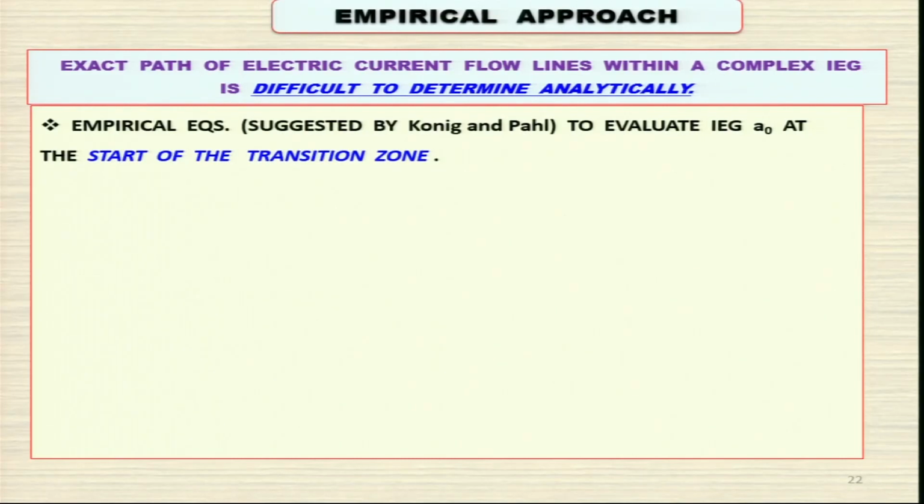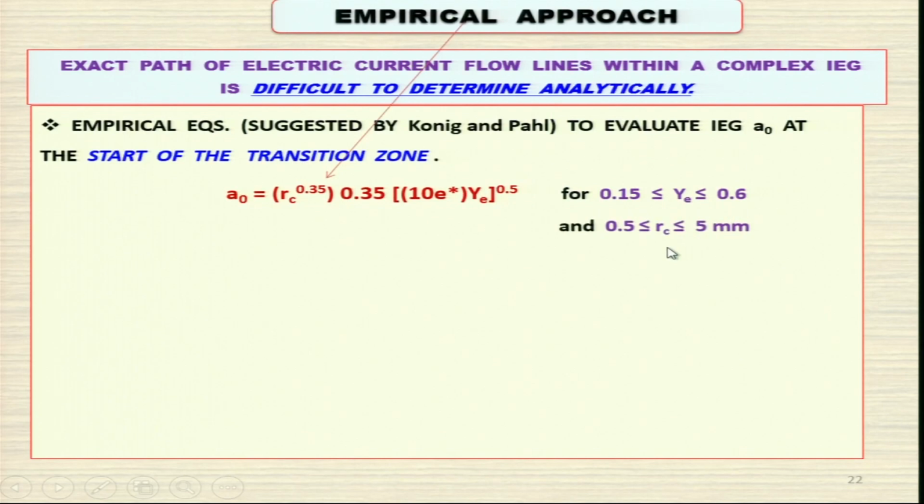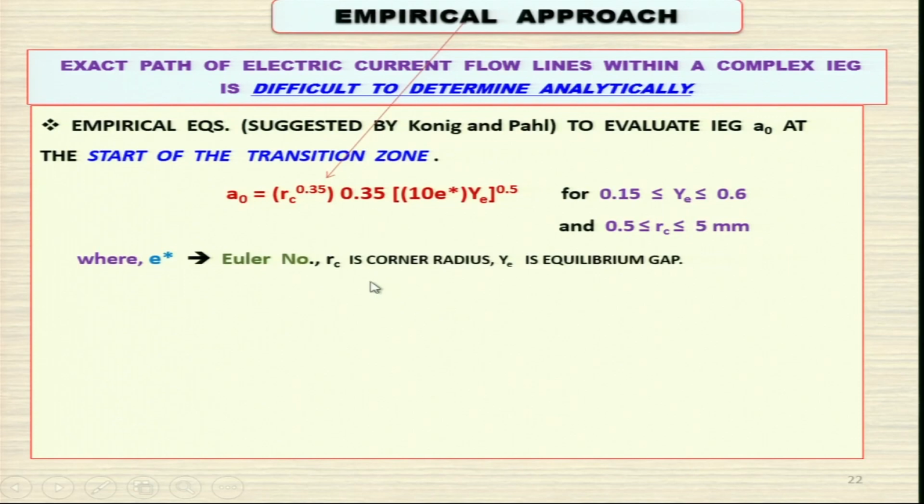The empirical equation suggested by Koenig and Paul to evaluate interelectrode gap A0 at the start of the transition zone is given here. A0 is equal to RC raised to power 0.35 multiplied by 0.35 and 10 E star into by E, where by E is the equilibrium gap, E is Euler's constant, raised to power 0.5, where the equilibrium gap is greater than or equal to 0.5 millimeter, less than or equal to 0.6 millimeter, and RC, that is the tool corner radius, is greater than 0.5 millimeter and less than or equal to 5 millimeter. Now, E is Euler constant or Euler number, RC is corner radius, by E is equilibrium gap.